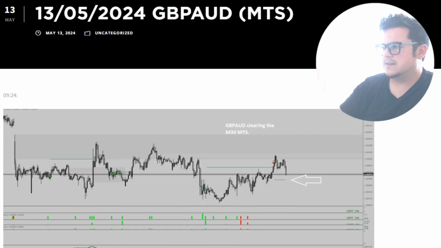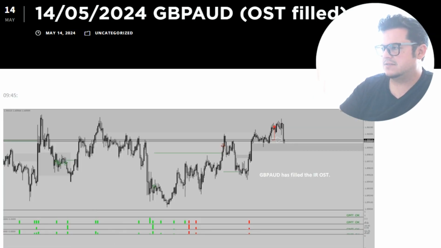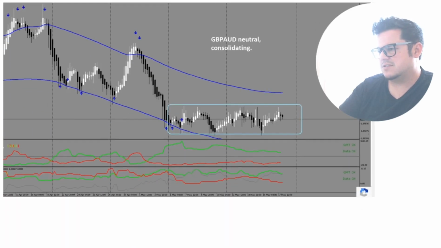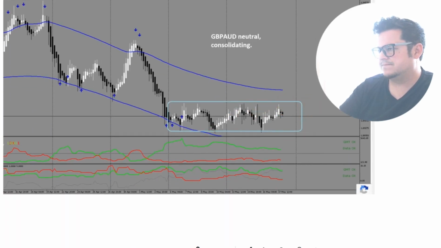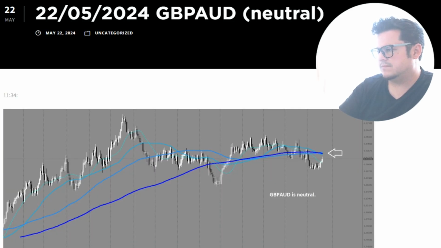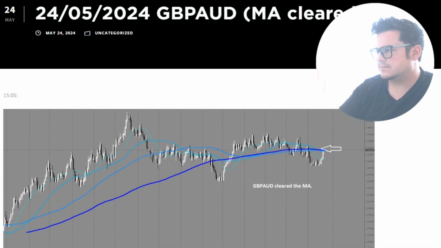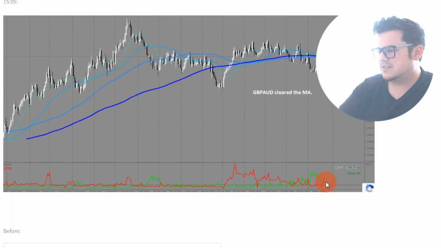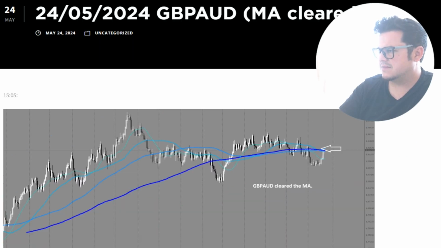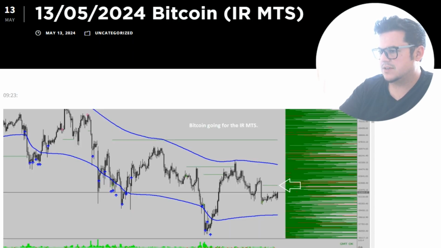Pound Aussie, so it took the MTS, it took the OST, but they had to be quick. I missed that one. You had to be very quick for this. And then it was just consolidating. Not very interesting, neutral. I didn't trade that. The pullback to the big moving average, so let's see what happens. But as you can see here, there's no decisiveness in the market structure, so we stay away from Pound Aussie for now.